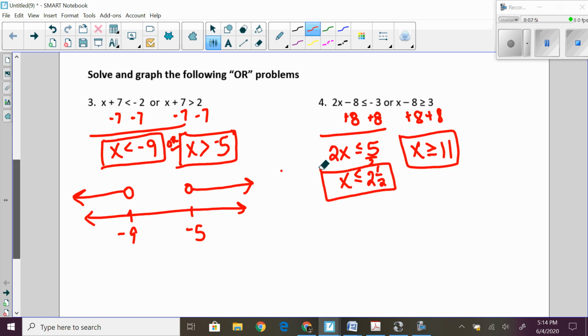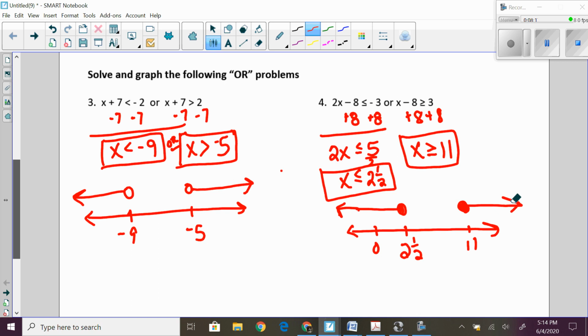So let's get our number line ready. Here's our 0. Here's our 2.5. And here's our 11. X is less than or equal to 2.5. Closed circle, arrow to the left. X is greater than or equal to 11. Closed circle, arrow to the right. We're done.